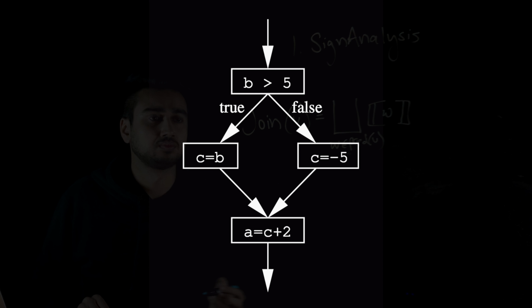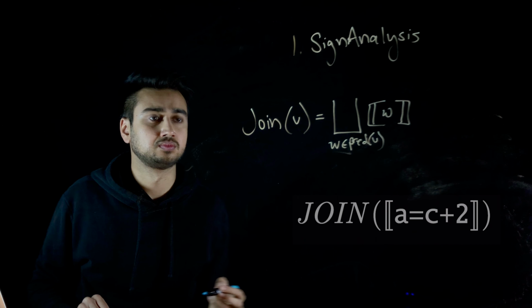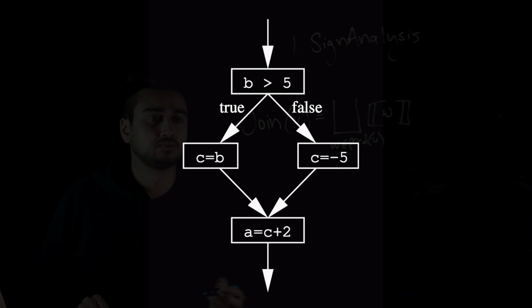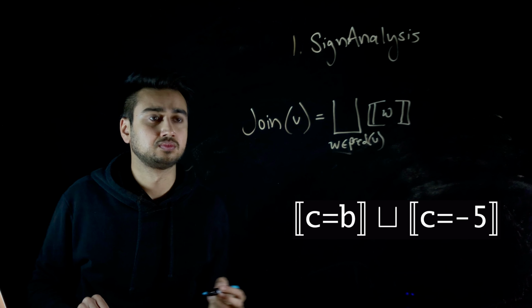So say we're looking at the program represented by this control flow graph. One of the nodes is a equals c plus 2 at the very bottom. This node has a constraint variable associated with it, represented by a equals c plus 2 in double brackets. And to compute the join of this constraint variable, we'll look at the node in the CFG and look at all of its predecessors. So in this example, it has two predecessors, c equals b and c equals -5. We'll find the constraint variables associated with both of these predecessors and take their least upper bound. That will be the join of the constraint variable of this bottom node in our CFG.